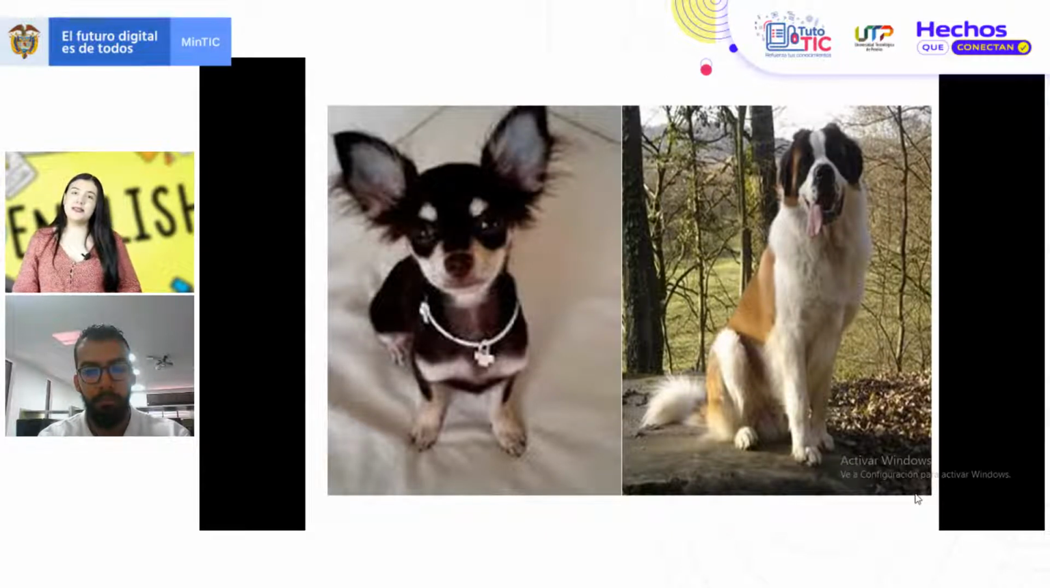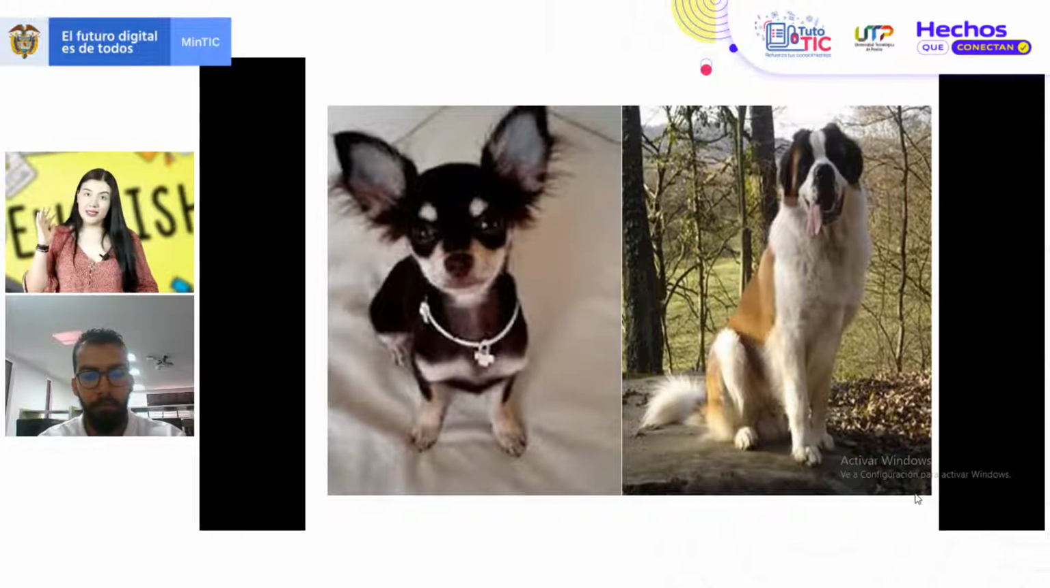Next one. Look at this. Pinscher and San Bernardo. Two dog breeds that are very popular. So Pinscher is small and San Bernardo is big, right? So careful with that. Pinscher is small and San Bernardo is big. Now, let's see the next one.